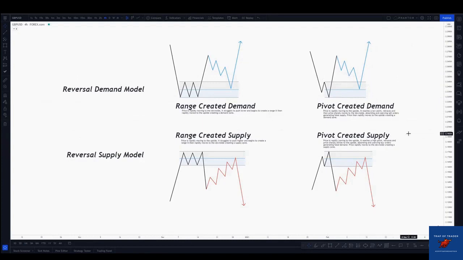And then finally, we have our pivot created supply. And this, again, is created from an up move. We get a low that's created, then we have a sharp move to the upside and a break to the downside, a rapid move to the downside. Once again, we're not trading the initial break. We're waiting for price to return back to this newly created supply zone to look for entries.